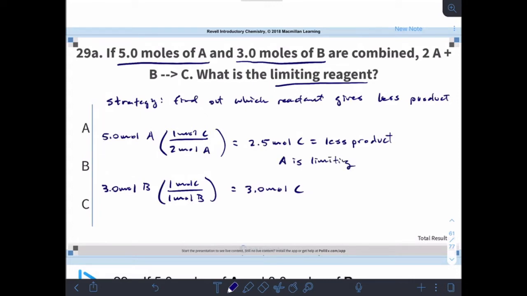The other thing that we find out from the limiting reactant is a thing called theoretical yield. By doing this process, I learned 2 pieces of information: what is limiting and what the theoretical yield is. Whatever gives you less product is the limiting reactant, and that amount of product is the theoretical yield.